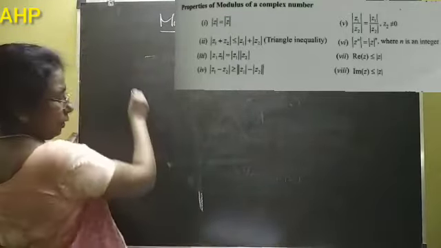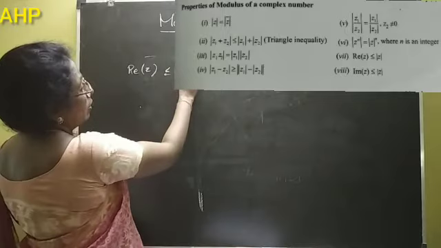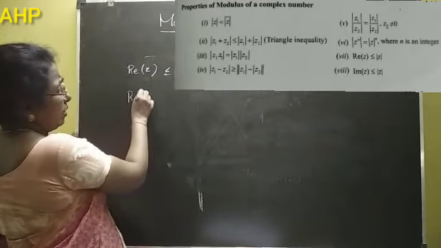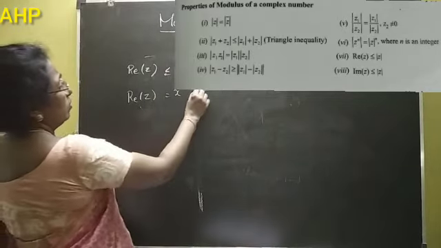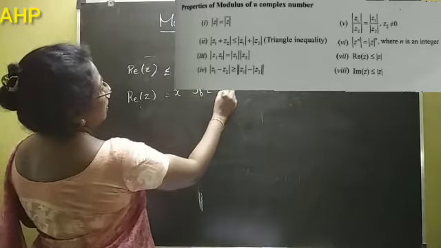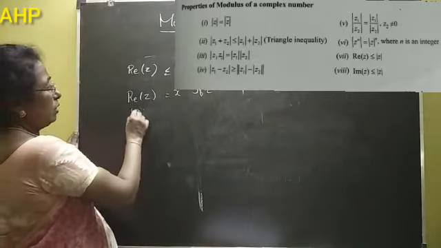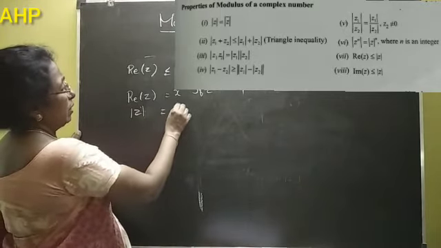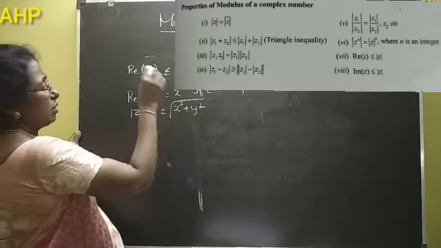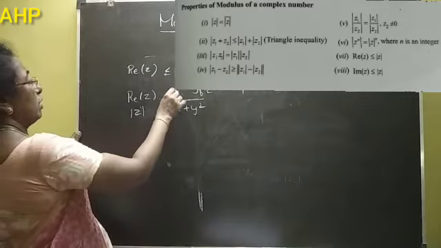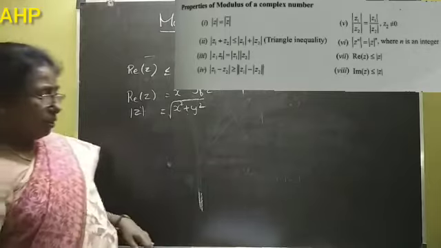The seventh property says real of z is less than or equal to modulus z. We know real of z is equal to only x, if z is equal to x plus iy, and modulus z is root of x square plus y square. Since there is no y, x is always less than or equal to this value, hence real z is less than or equal to modulus z.